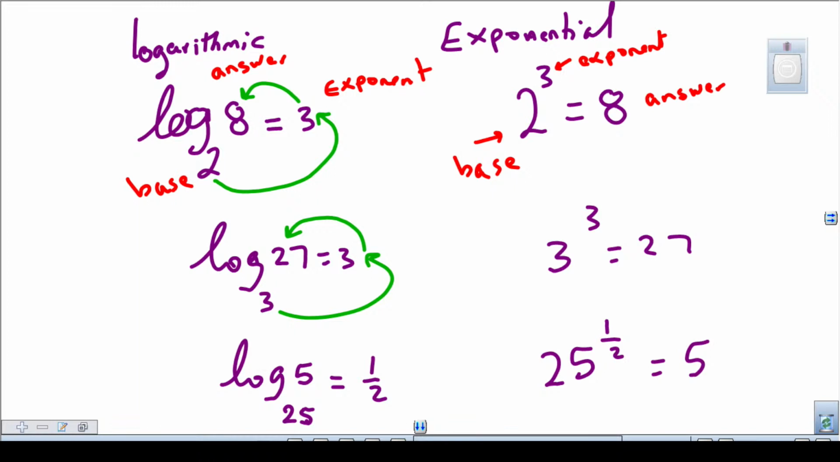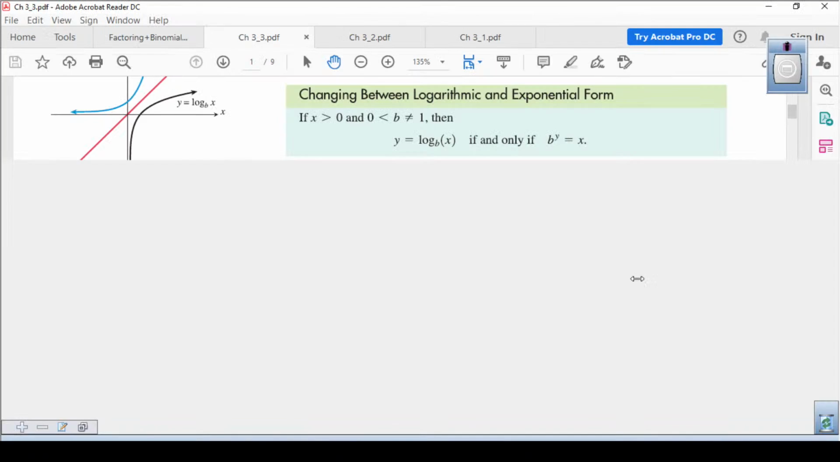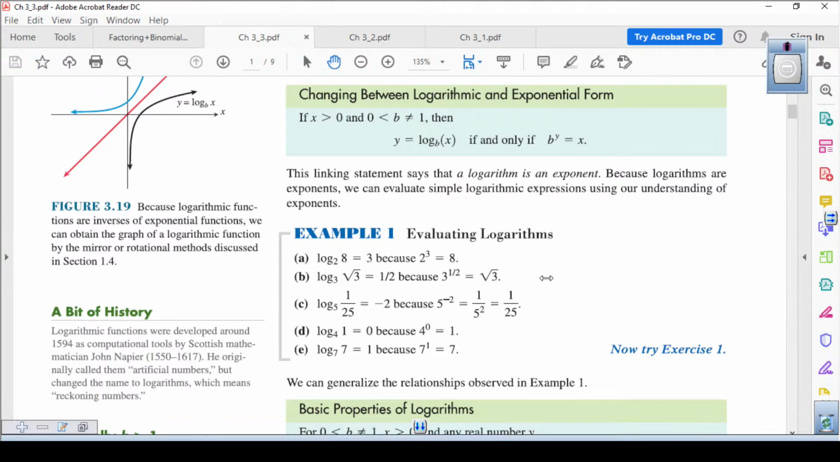Let's take a look at the examples that they provided. So log base 2 of 8 is equal to 3. It's 2 to the 3rd equals 8. I'd like to do letter B here. Let's do that. So what if I said I have a log base 3 of square root of 3 equals 1/2.